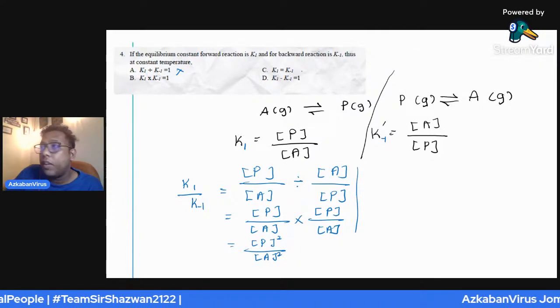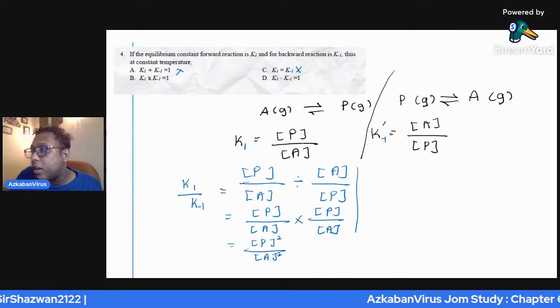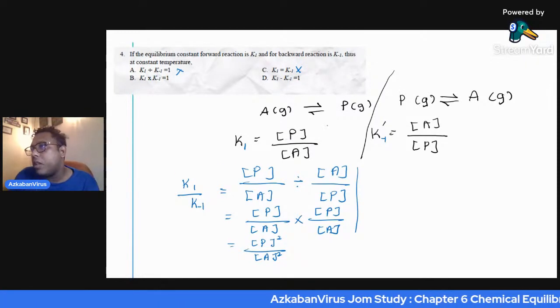K1 is equal to K negative 1. Ini memang salah lah. Dia tidak ada kaitan. Dua nilai tak sama. K1 tolak tu memang tak boleh dapat.